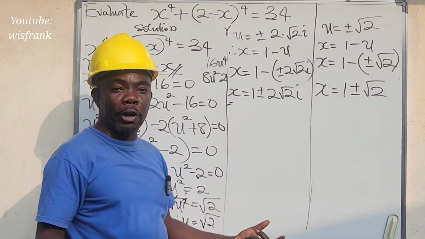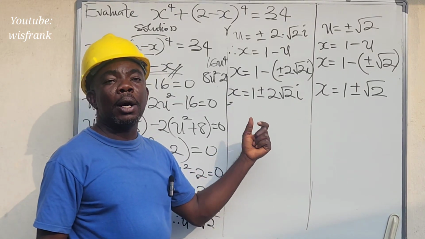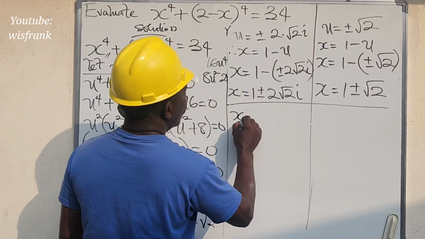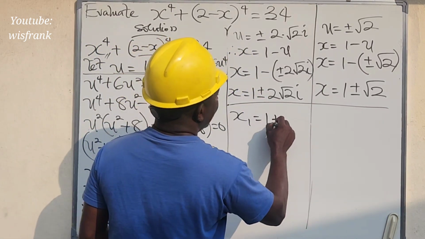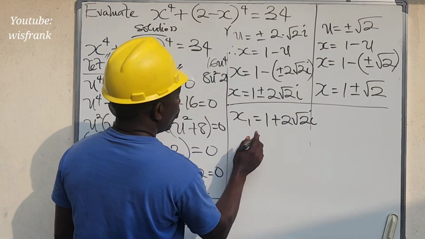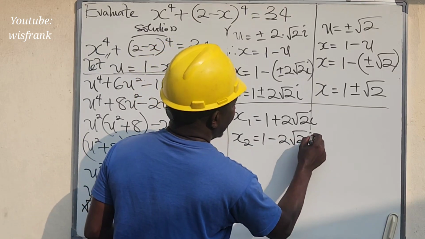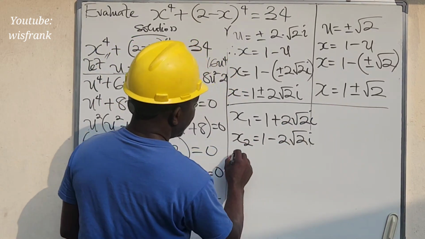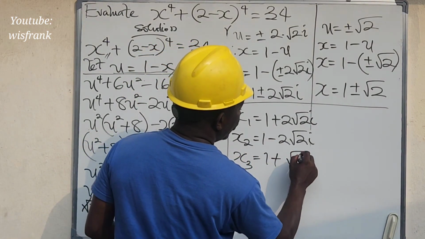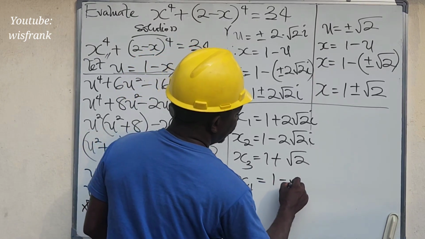We have to further expand it to have single values of x so that we see each of them, how they look like. So starting from here, we have x1 equals to 1 plus 2 root 2i. The second one will be x2 equals to 1 minus 2 root 2i. Then the third one, x3, will be 1 plus root 2. So the fourth one, x4, equals to 1 minus root 2.